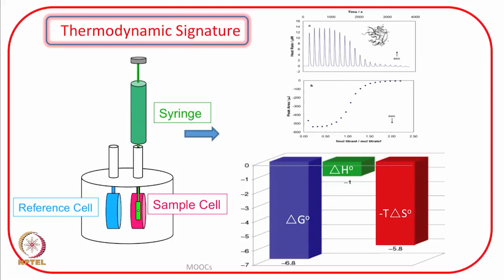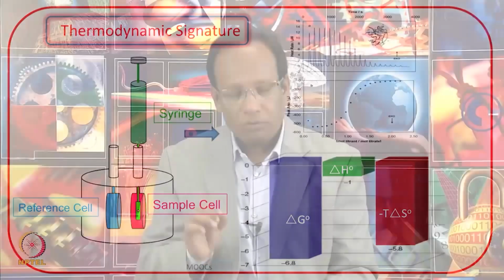The stoichiometry of binding N, I want to say something about its determination. N is usually called the stoichiometry of interaction, which is how many moles of ligand bind to how many moles of protein. And as I mentioned in the previous slide, it is possible to get the value of stoichiometry.